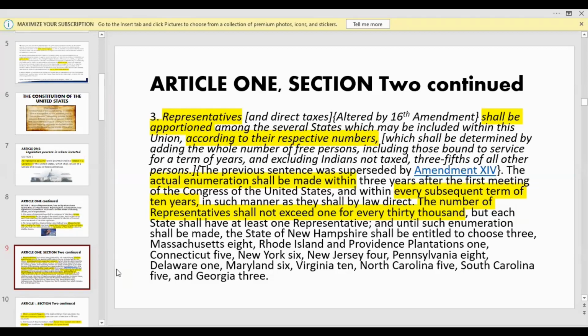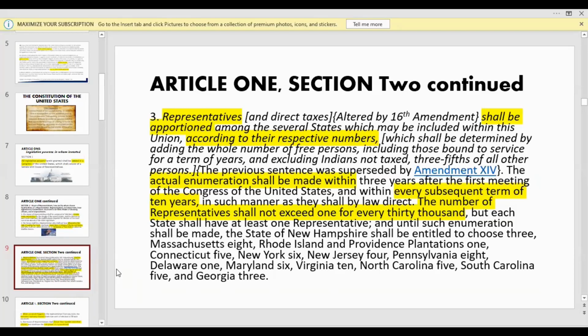Okay, so the states are going to get their representatives apportioned based on population. The more populous a state is, the more representatives it would get. This kind of defeats the purpose of the Articles of Confederation, where every state got a single vote. Now, a state like Rhode Island could not cancel out the vote of a state like Virginia. Virginia got more power in the House of Representatives because it had a bigger population.